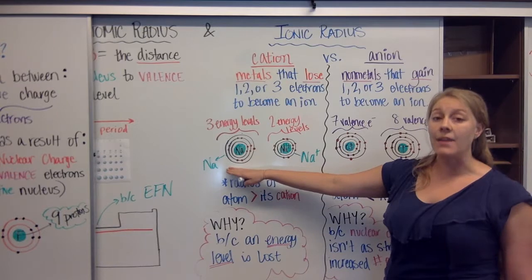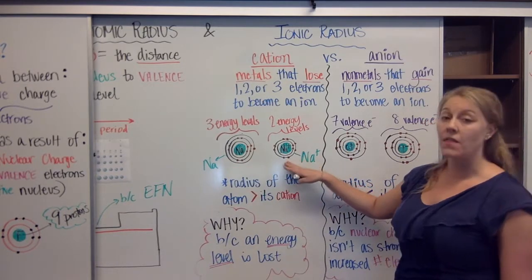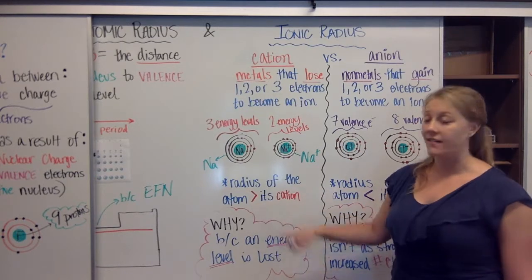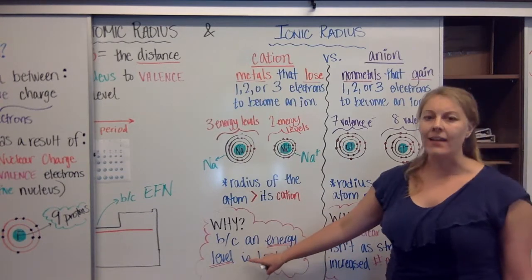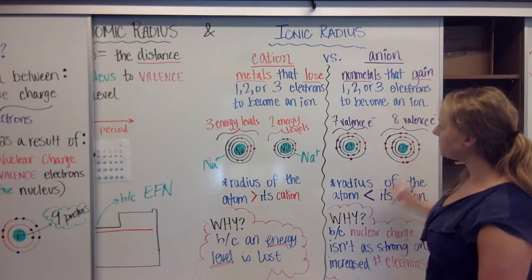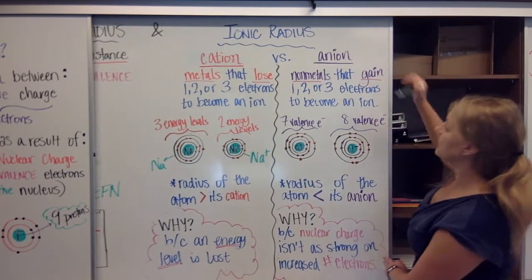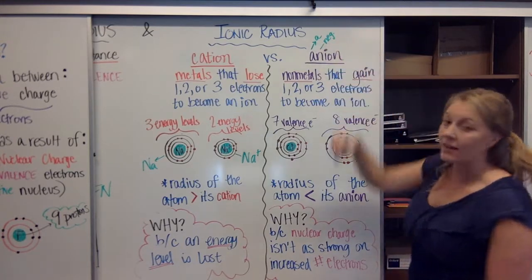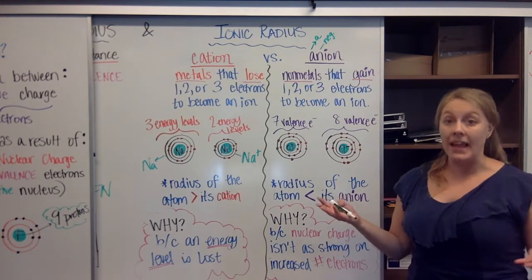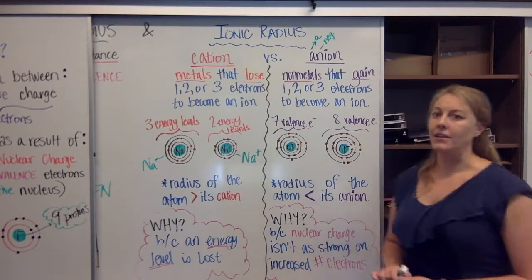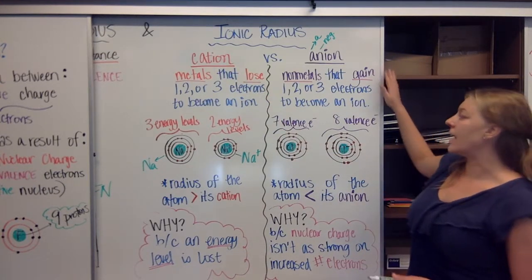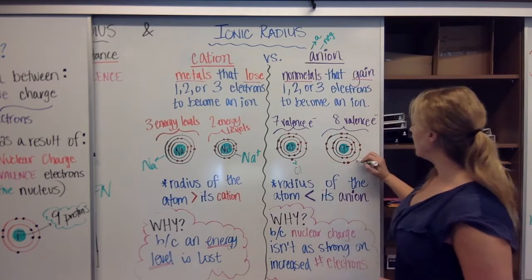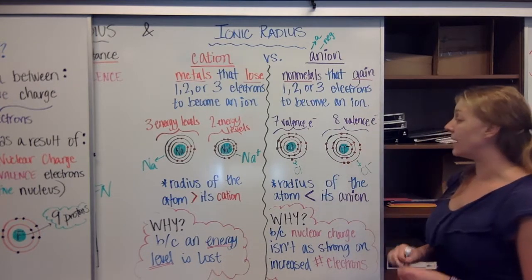Clearly, the atom here is bigger than the cation, and that's what I have here. The radius of the atom is larger than its cation. Why? Because an energy level has been lost. In the anion, and I like to think of this as a negative ion, that's how you remember that it's the negative ion versus the positive ion. In an anion, we have, for example, here chlorine, Cl, versus its anion, Cl minus.